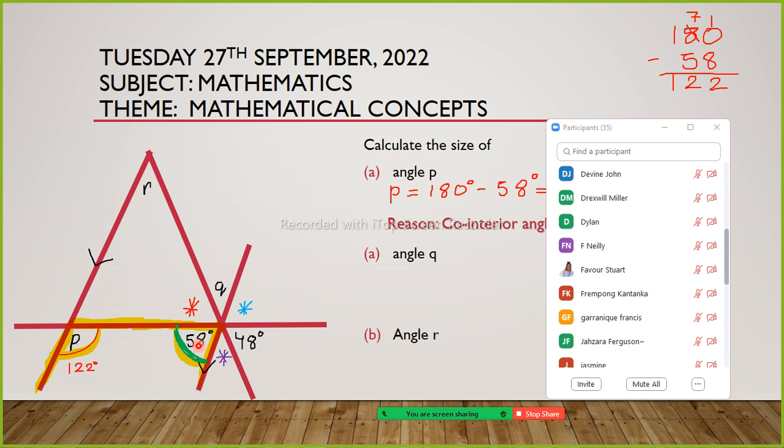Anyway, I think it's the blue. You think it's the blue? All right. Favor, what do you think? 58 is vertically opposite to what? Which one? The one in the red, the blue, or the purple?